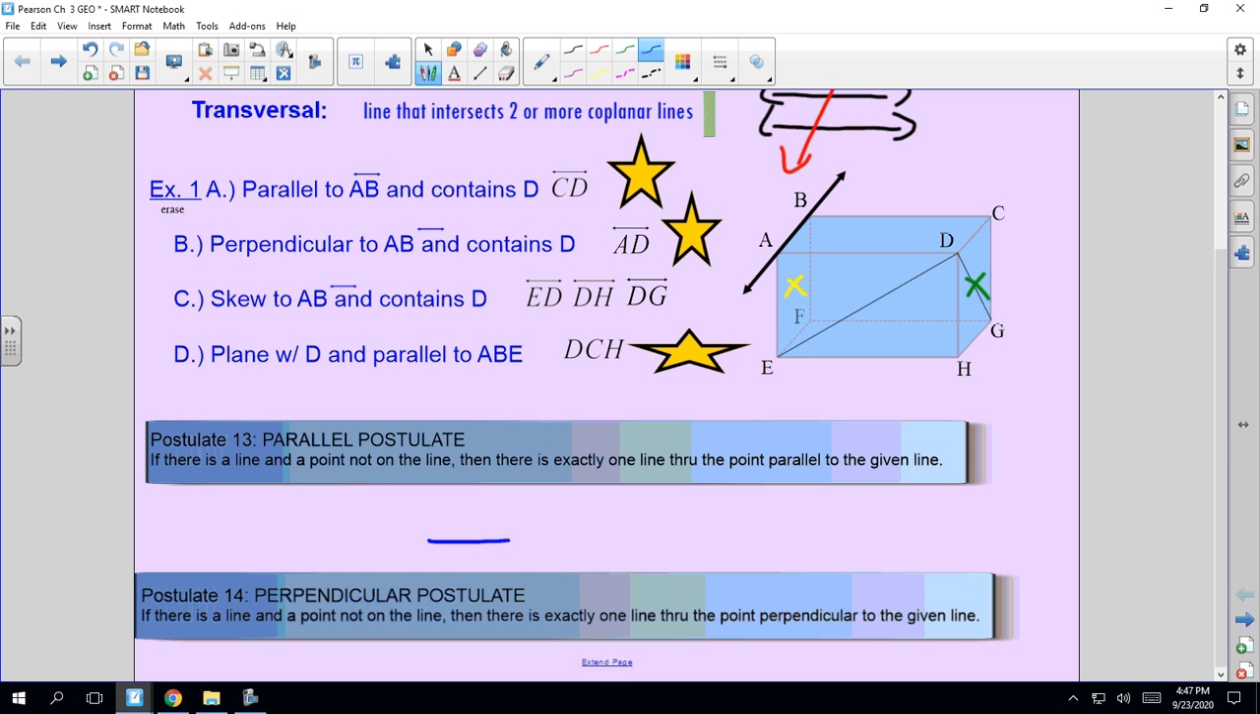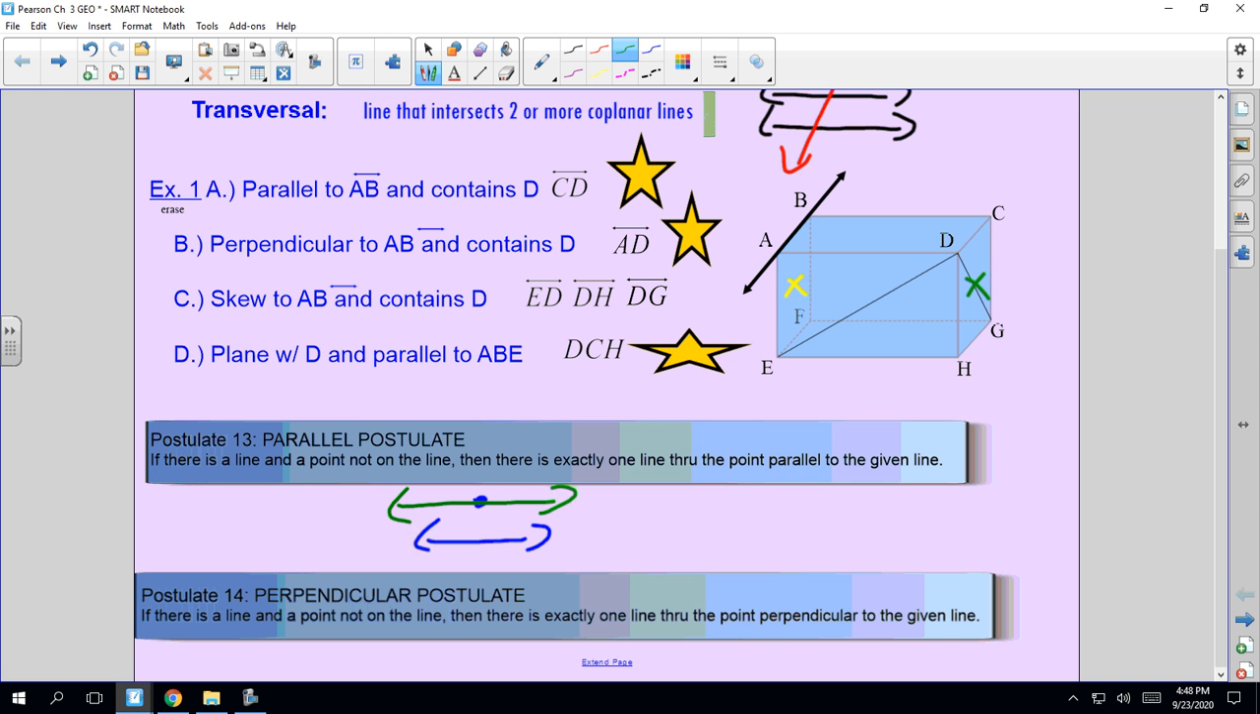So if there is a line and a point not on the line, there is exactly one line through the point parallel to the given line. In other words, you can't draw that green line in any other way and still have it be parallel. There's one and only one parallel line through that blue point, parallel to the blue line.